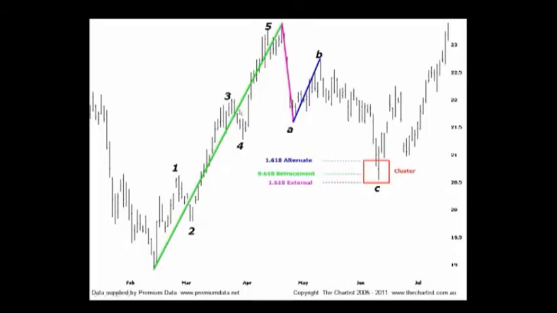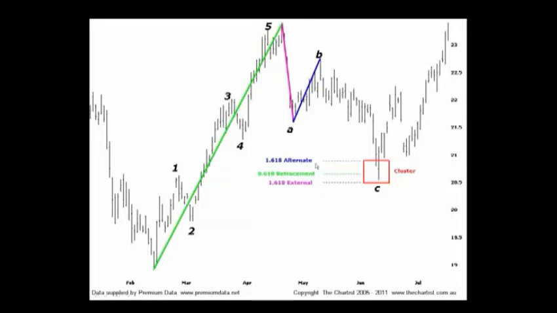So on the green line going up, we have a 61.8% retracement of the green line, okay? So that's a 61.8% retracement of the prior impulse. That comes in right there. The external projection is this move times 1.618. So this move multiplied by 1.618 subtracted from wave A takes us down here.